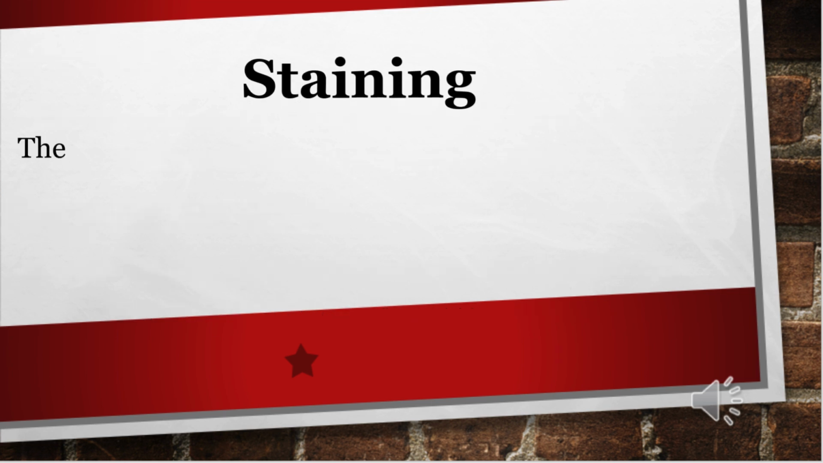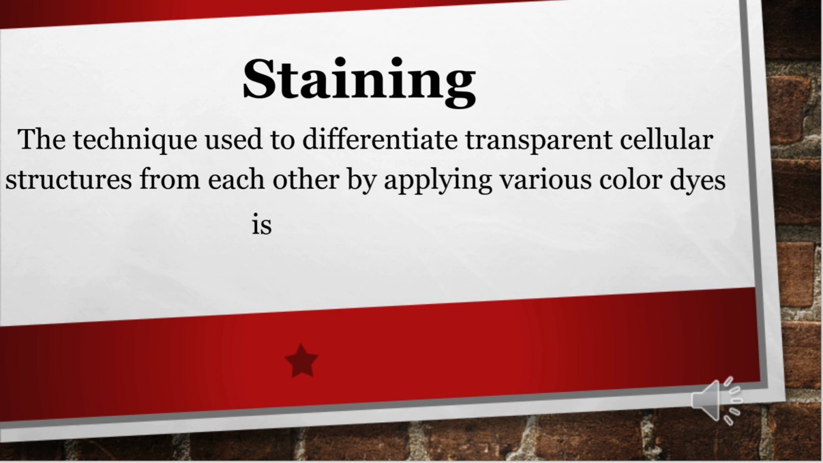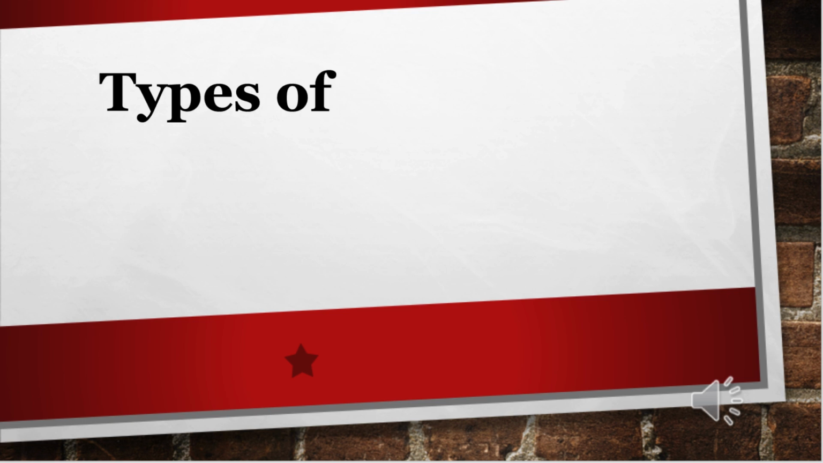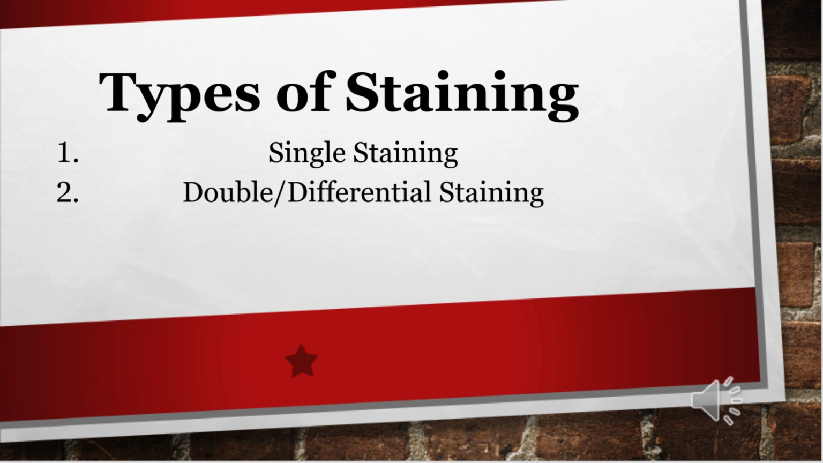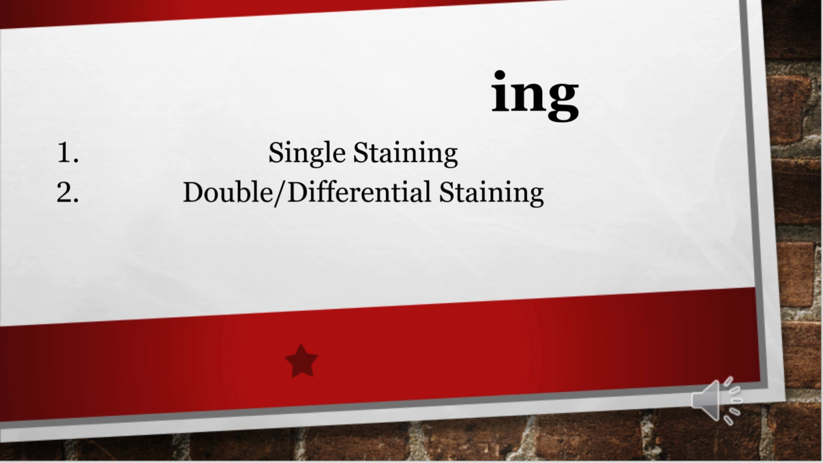The technique used to differentiate transparent cellular structures from each other by applying various color dyes is called staining. This technique is used because most of the biological structures are transparent. There are two types of staining: single staining and double or differential staining. When only one stain or dye is used, it's called single staining. For example, borax carmine is used to stain the nucleus, while when two dyes or stains are used, it's called double or differential staining. For instance, hematoxylin stains the nucleus, while eosin stains the cytoplasm.